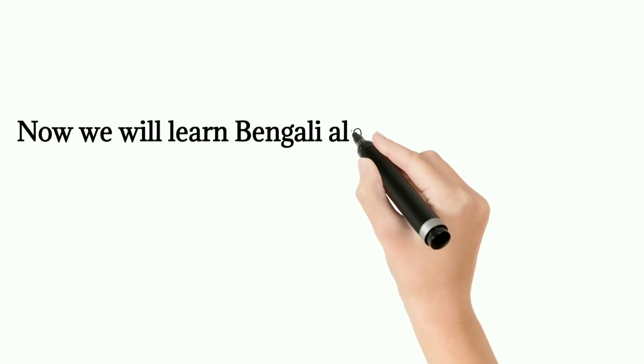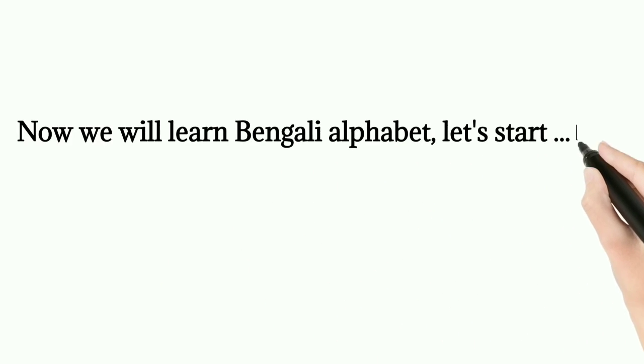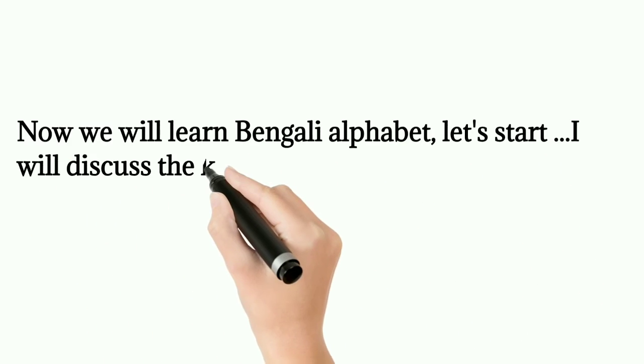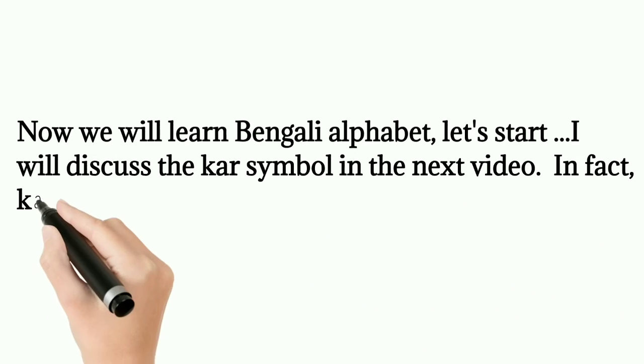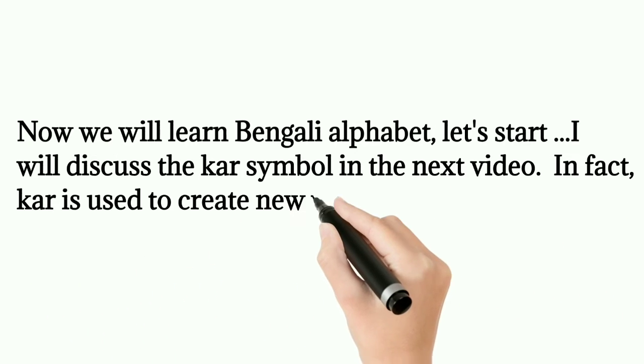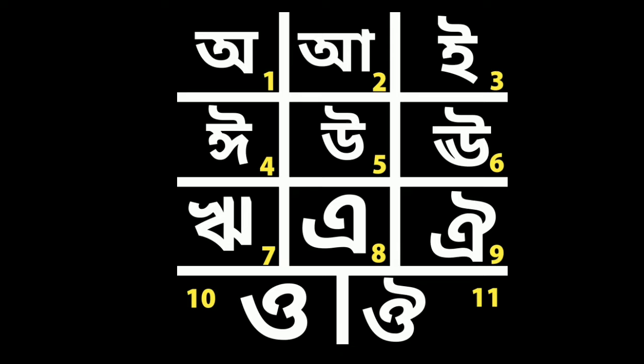Now we will learn Bengali alphabets. Let's start. I will discuss the kar symbol in the next video. In fact, kar is used to create new words. At first, we'll learn Sharvarno. See this picture. Here are 11 Sharvarno. There are a total of 11 Sharvarno in the Bengali language. Now we will learn to pronounce them in stages.